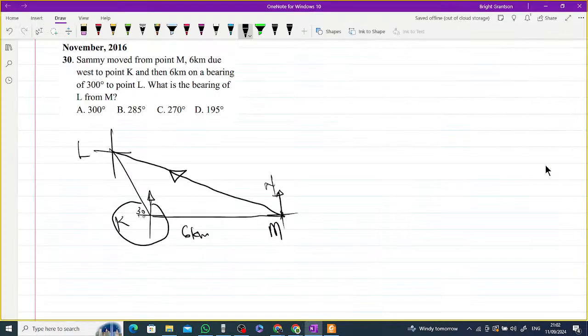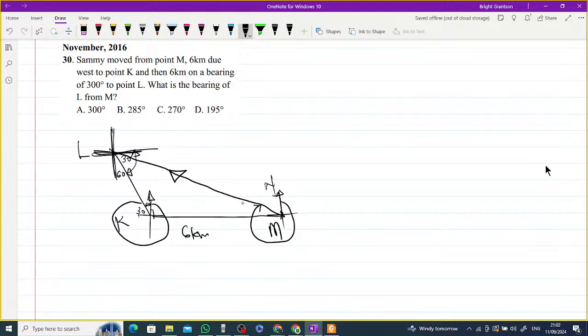So now you know that here is 30, this small angle from here to here is 30, and from here to here is 30. So here now is 30, and here is 60. Now here is 90. And they say, what's the bearing of L from M? We are looking for this thing, from here up to this line. So going, L from M.